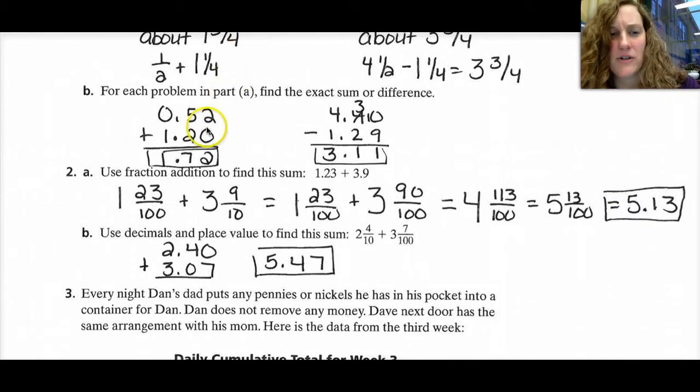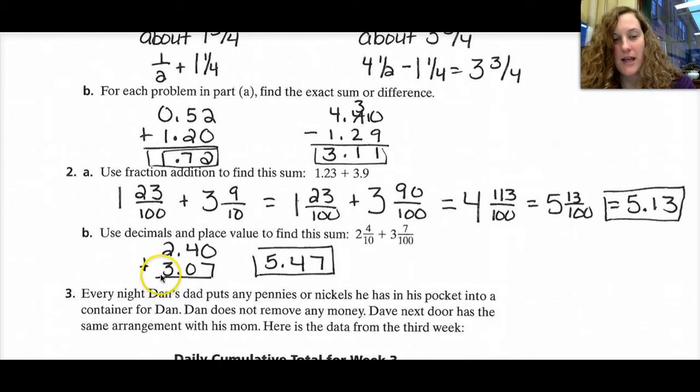I wanted to go back to 1b to see how our answers compare to our estimates. So 1 and 72 hundredths is pretty close to 1 and 3/4, and 3 and 11 hundredths is a little bit smaller than 3 and 3/4, but at least it's in the ballpark. Okay, going back to 2, we used fractions to find 5 and 13 hundredths.